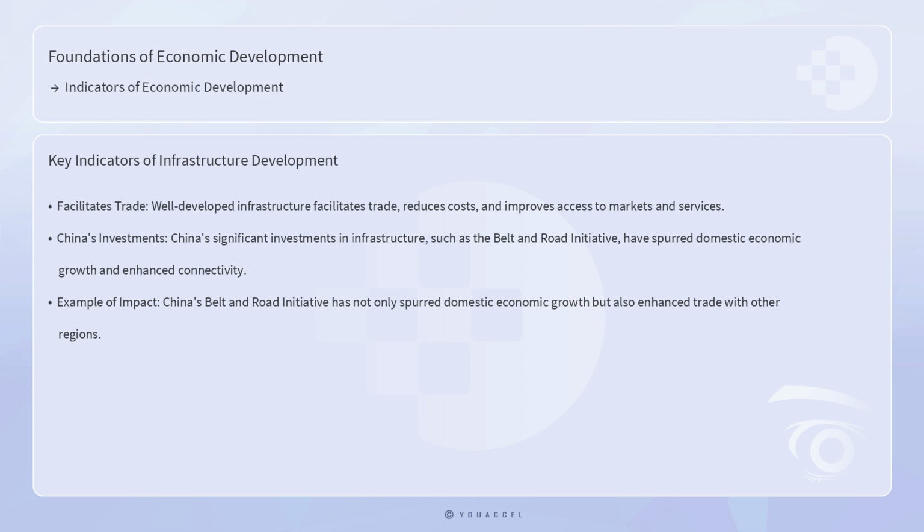Infrastructure development, including transportation, communication, and energy, is another key indicator. Well-developed infrastructure facilitates trade, reduces costs, and improves access to markets and services. For example, China's significant investments in infrastructure, such as the Belt and Road Initiative, have not only spurred domestic economic growth, but also enhanced connectivity and trade with other regions.